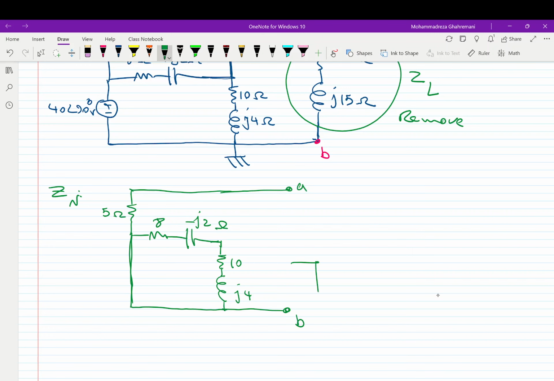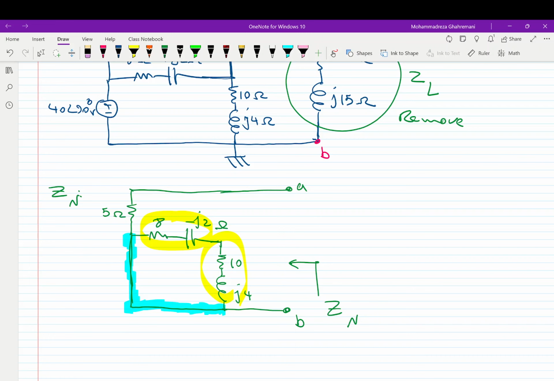Points A and B, and we want to find Z Norton seen from this point. If we look at the circuit, as is evident from the figure here, this part and this part together are short circuited by this wire. Okay, they are short circuited by this wire.